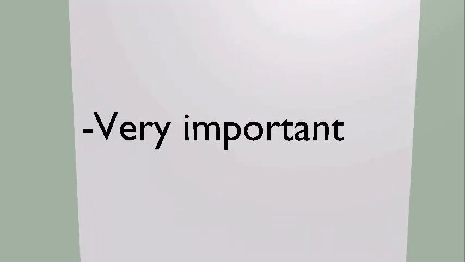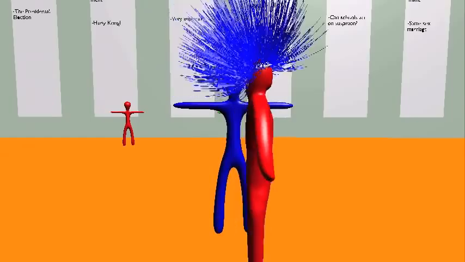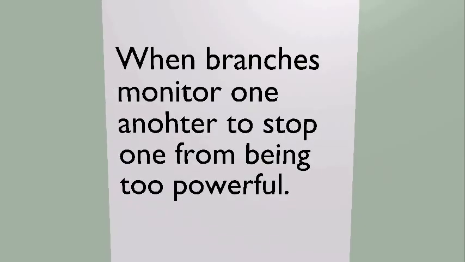If it were to be taken away, we would have the threat of becoming a dictatorship or becoming communist. Checks and balances is the system in which the different branches monitor one another in order to prevent one branch from becoming more powerful.